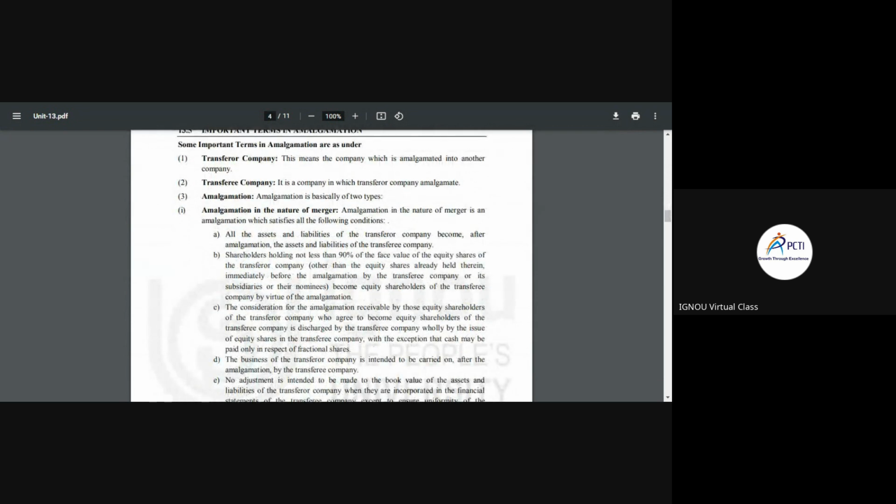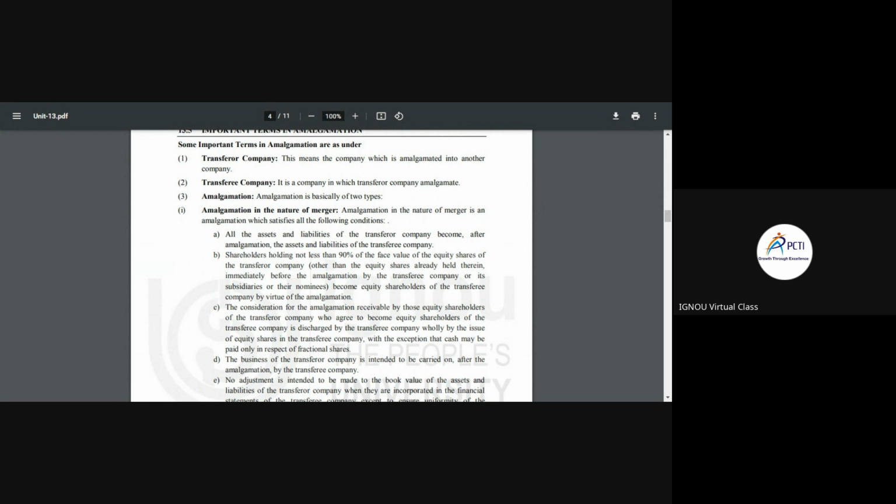First one is transferor company. So this means the company which is amalgamated into another company. Transferee company. It is the company in which the transferor company amalgamates. Third one is amalgamation. It has basically two types.